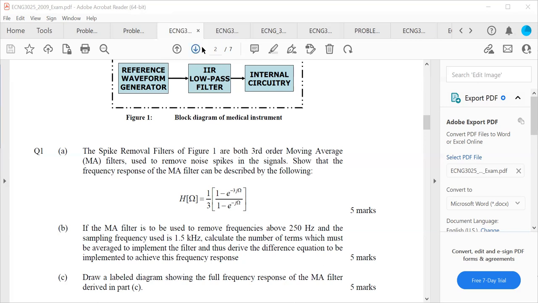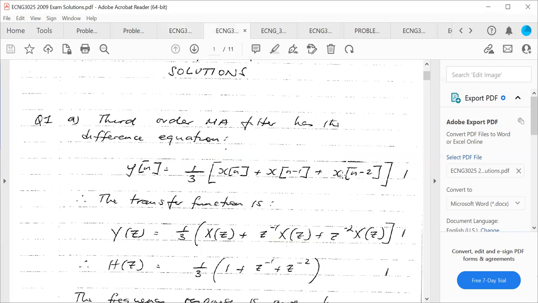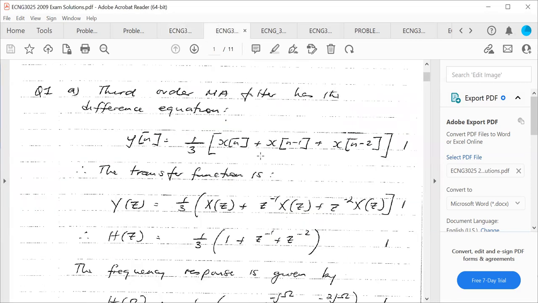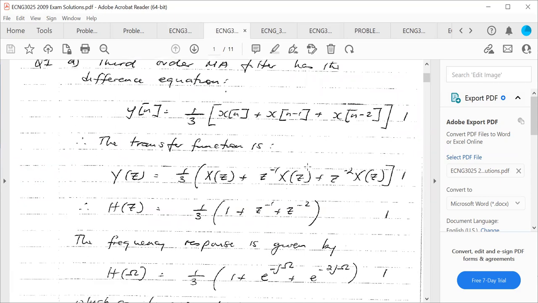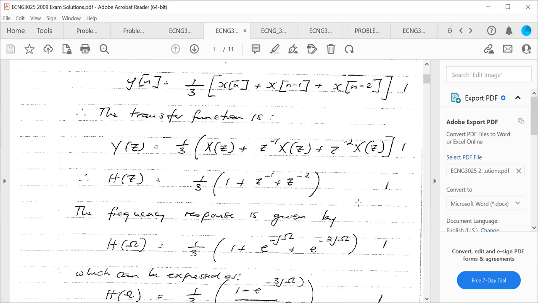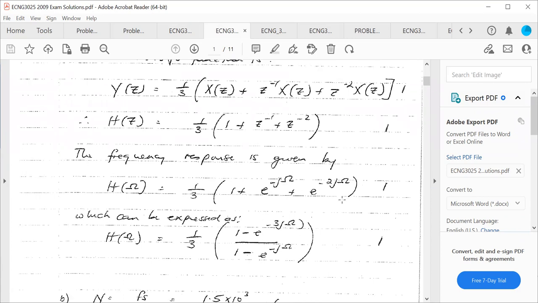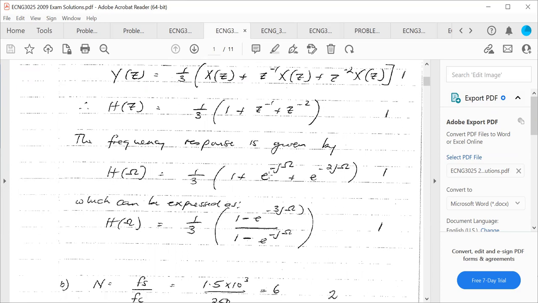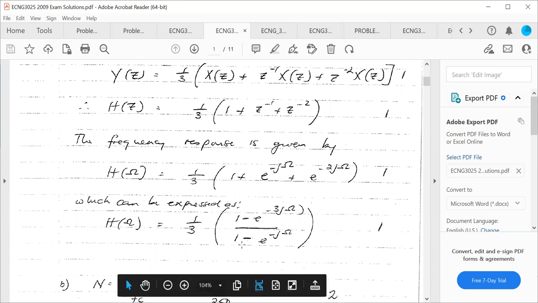All right. The solution showed that. I believe this was the solution here, right? So there you start with the transfer function, take the Z transform, simplify, substitute z equal e^jΩ inside of there. And then you take this, and you divide it by 1 - e^-jΩ. And that's it.